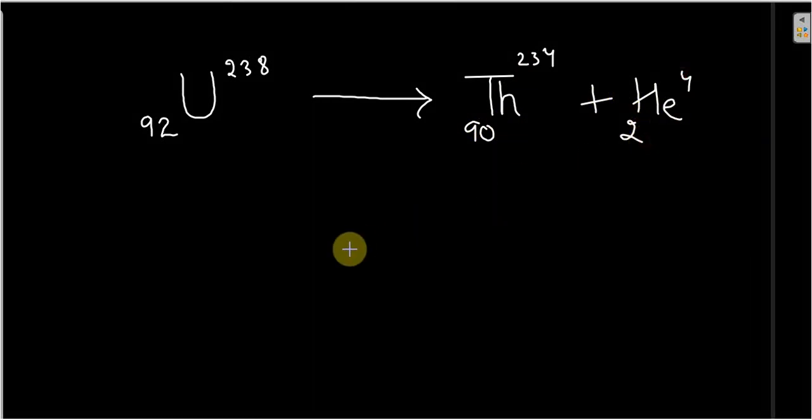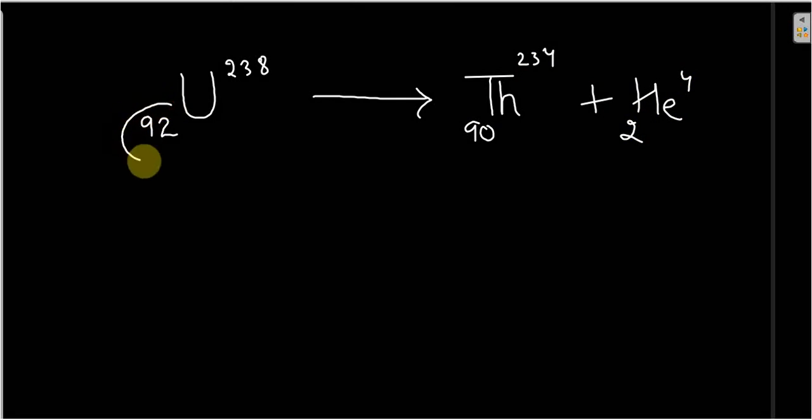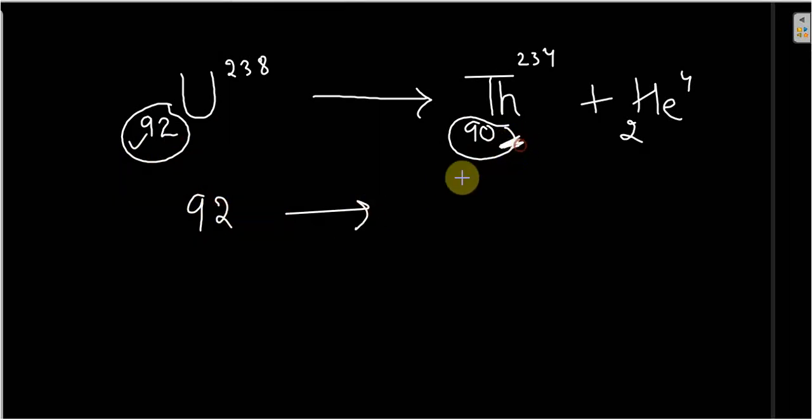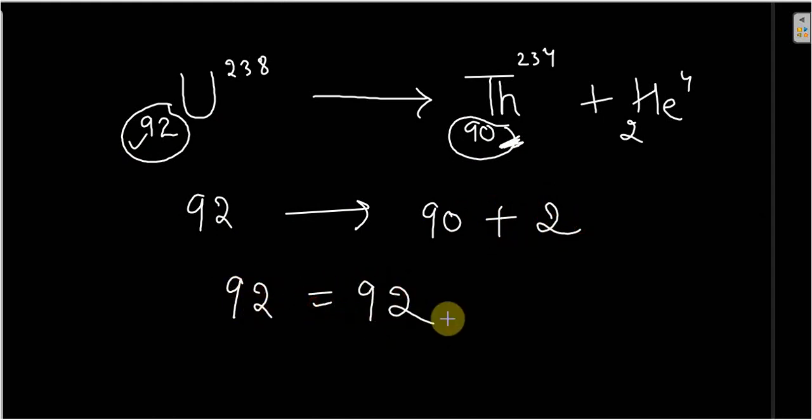Now see again, as we know the atomic number is based on the charge on the proton. So the number of protons is 92. The total charge is 92 in this case, and this one has charge 90 and this one 2. So again 92 is equal to 92. It remains constant. It means charge is conserved. So these are examples of conservation of charge.